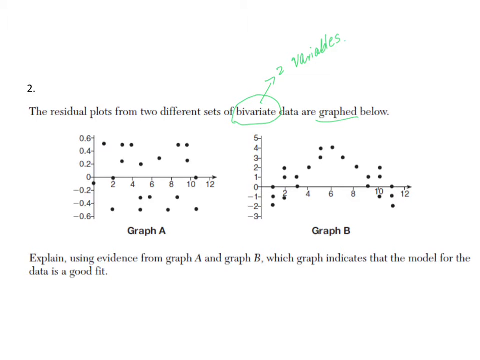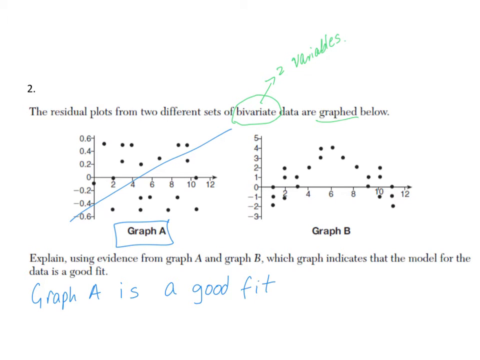So if we were to make a good fit, we could put a line somewhere here and we would have graph A points moving up and down. So the residuals would be above the line or below the line. So therefore graph A would be a good fit. So this is what I would write. Graph A is a good fit because it has points that are scattered.